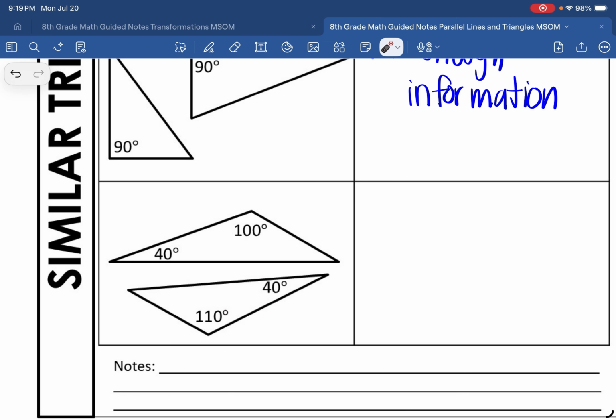Looking at these last two triangles, we have 40 and 100 degrees, and then we have 40 and 110 degrees. So those will not be similar because not all the angles are congruent. This right here is 100 and this one's 110. So that's enough to tell us that they will not be similar.